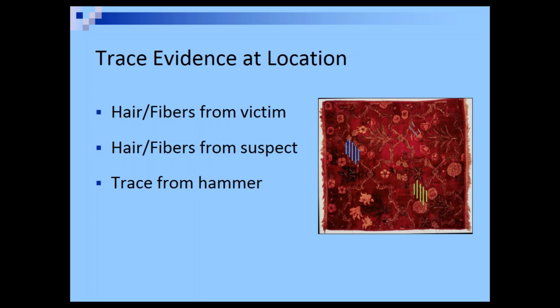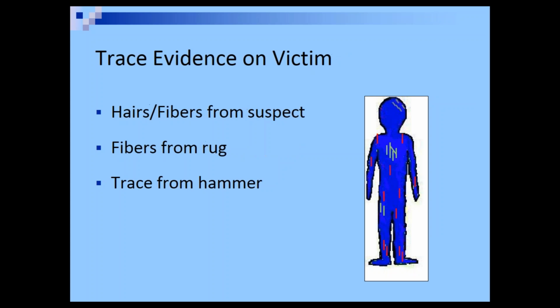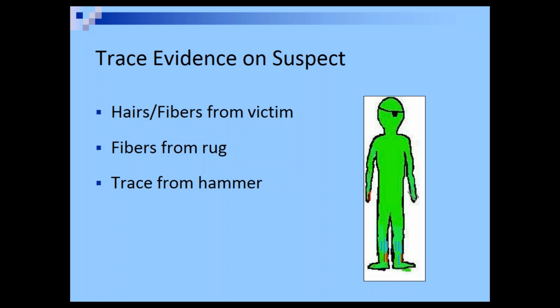The rug itself may have hair fibers from the victim's clothing or hair from the victim itself, also from the suspect. There may be chunks of metal, splinters of wood. A ball-peen hammer doesn't really shed a lot of trace evidence, but there could be something left behind on the rug. The victim could have materials from that hammer, if the hammer's not embedded into his head or anything, hair, fibers from the suspect, fibers from the rug. Same thing for the suspect.